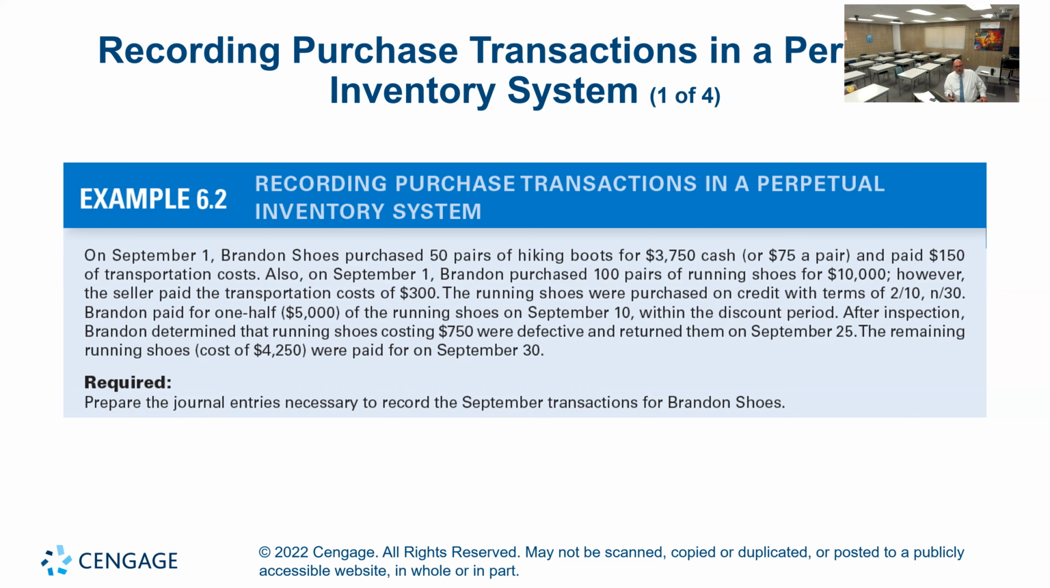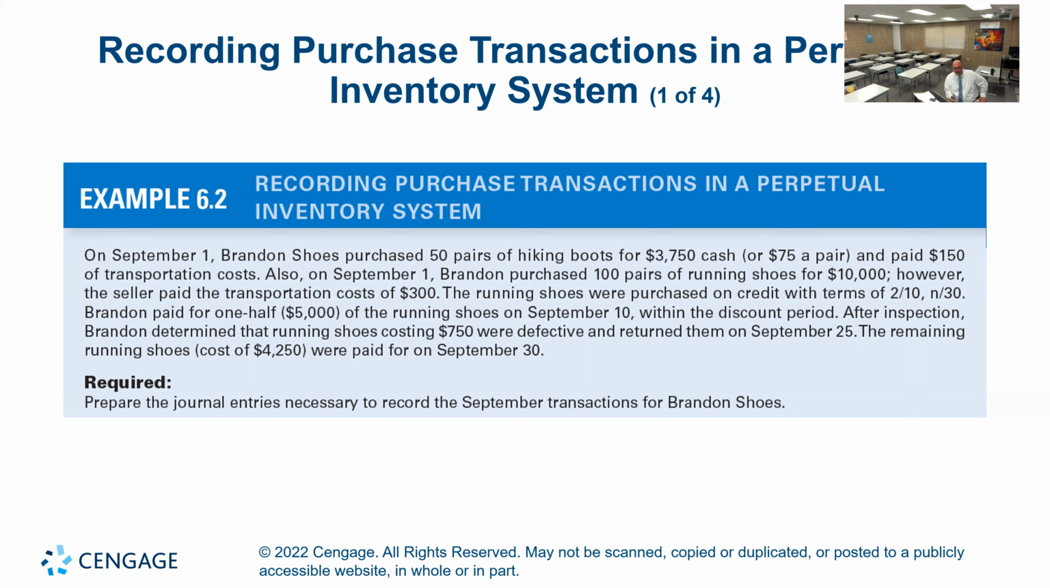All right. Also, on September 1st, Brandon's purchased 100 pairs of running shoes for $10,000. However, the seller paid the transportation costs of $300. Okay, so now we have another purchase of $10,000, which we know is going to go into inventory. The seller paid the transportation costs in this, so if we are Brandon Shoes, that is something we can ignore. It'll be an expense on the seller's end, but we do not need to do any recording for it.